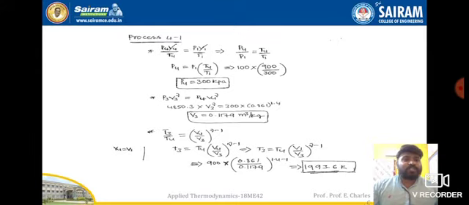So how to find out P4? There is one more equation: P4 V4 by T4 is equal to P1 V1 by T1. With this, V1 and V4 get cancelled because the volume remains constant, and P4 will get the value of 300 kilopascals. Again, P3 V3 to the power of gamma is equal to P4 V4 to the power of gamma. Since it is an adiabatic process, we need to use this equation.